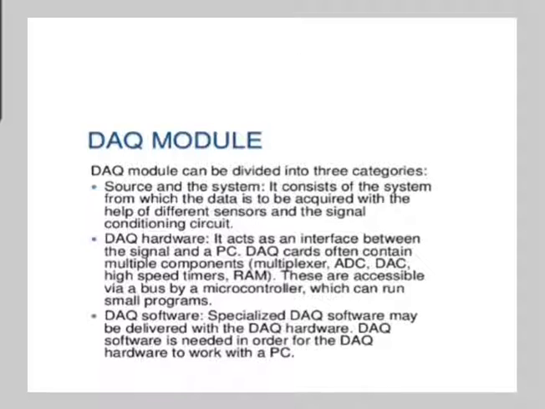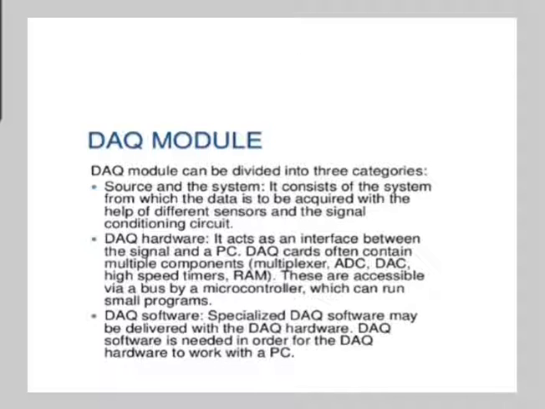So DAQ module can be divided into three categories: source, the system, and it consists of the system from which the data is to be acquired with the help of different sensors and the signal conditioning circuit. Then DAQ hardware acts as an interface between the signal and a PC, and DAQ cards often contain multiple components like multiplexer, ADC, DSC, high speed timer and RAM, and these are accessible via a bus by a microcontroller which can run a small program.